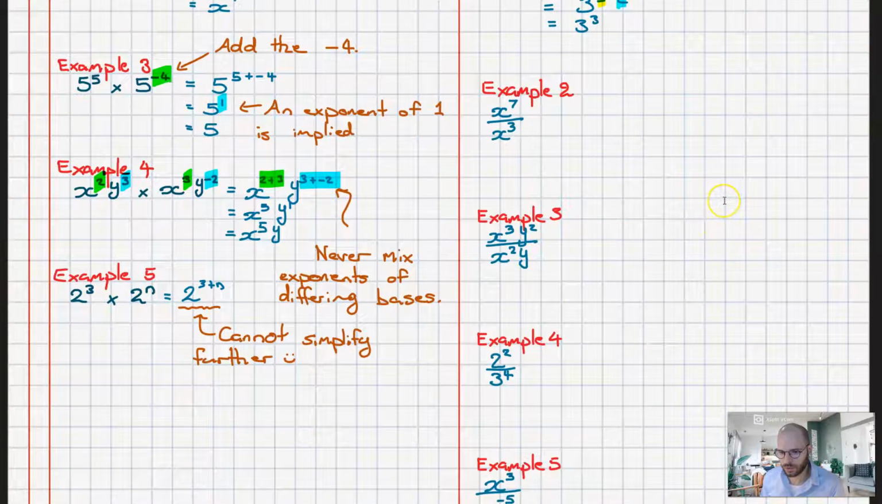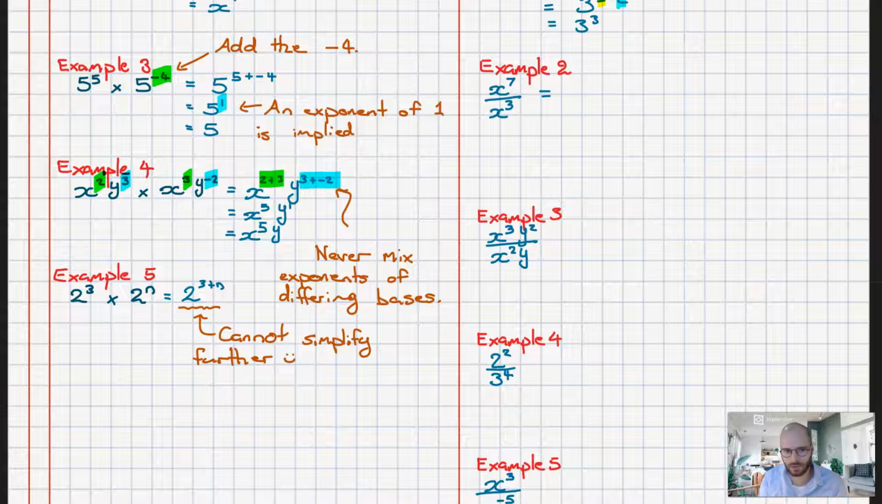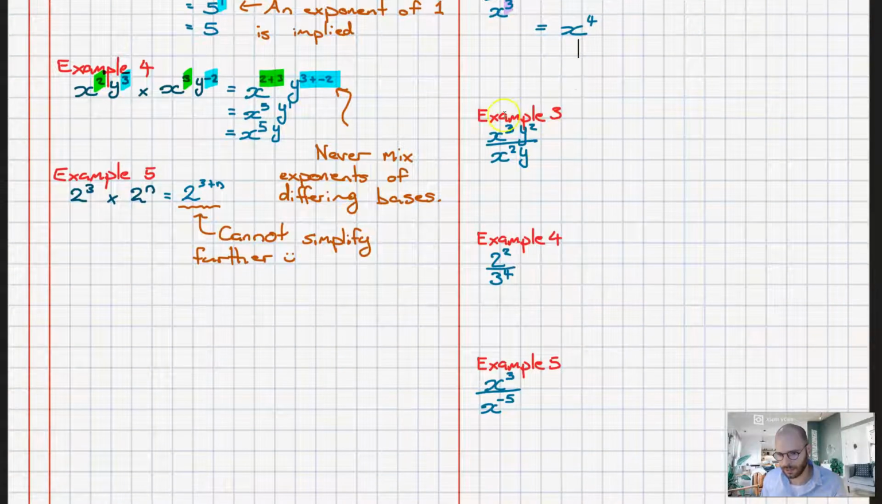Alright, example 2, we have x to the power of 7 divided by x to the power of 3. We're going to use this rule to simplify this algebraic quotient. So once again, we use the rule on the numerator and denominator. We put our common base of x, and then we go 7 take 3. This will yield a result of x to the power of 4. Nice and easy.